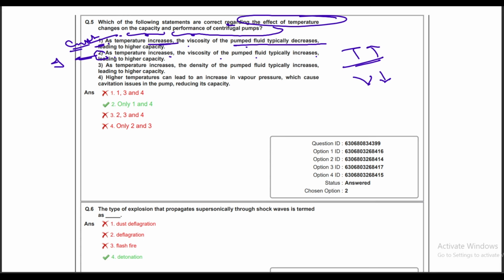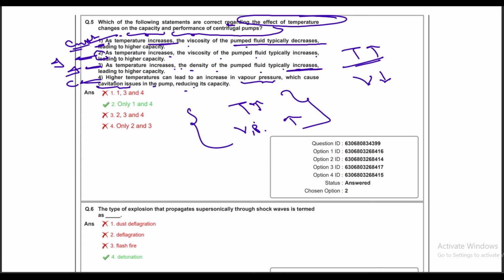In the third case, as temperature increases, density typically increases. This statement is wrong because with increasing temperature, generally density decreases. So this third statement is also incorrect. In the fourth, higher temperature can lead to increase in vapor pressure, which cause cavitation issues in pump and reducing its capacity. So this statement is also correct because with increase in temperature, vapor pressure will also increase, and if vapor pressure approaches the suction pressure of the pump, cavitation will occur and that can damage the pump and reduce the capacity. So fourth statement is correct. Overall first and fourth statement is correct and second option is correct answer in this question. Clear?